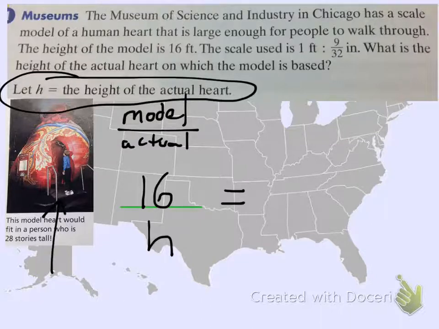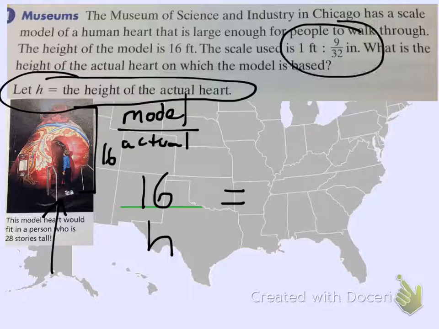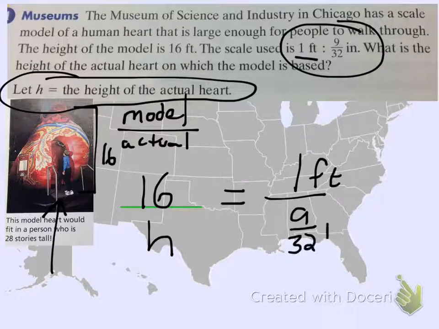Here's this heart. It's 16 feet. And we're not really concerned with how wide it is. It doesn't matter. What we're trying to do is get to the actual heart. And so what we're going to do is set this ratio up as a proportion so we can cross multiply. So let's look at this. It says 1 foot to 9/32 inches. All right, I wrote it down exactly how they wrote it.